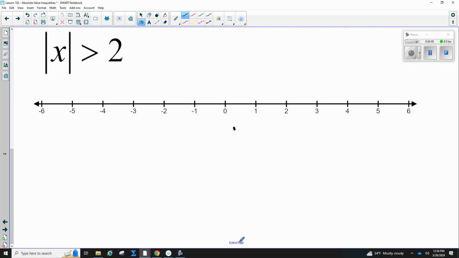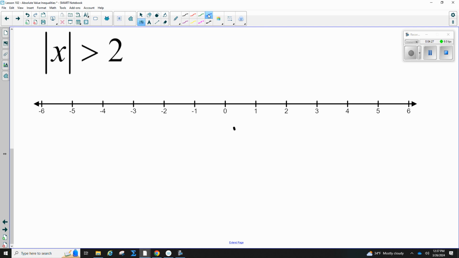Greater than 2. Okay, let's just think through it. I know you're not going to think through it on the homework, but let's think through what works. What's greater than 2? What numbers work? 3, the absolute value of 3. Okay, what else? 4. So anything above 2 would work on the positive side.